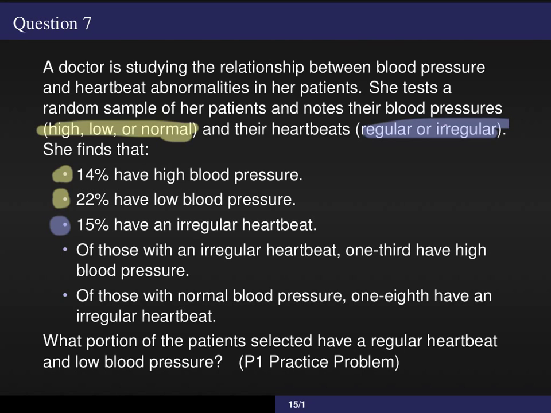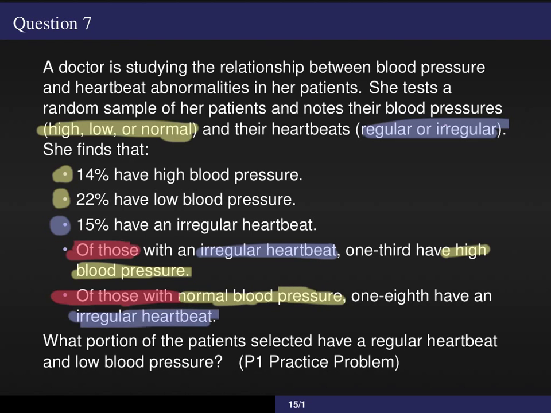All right. The next two pieces of information are given to us in terms of a conditional probability. And the way to really notice this or visualize this is that the first sentence says, of those with a particular property. So this is essentially telling us, given that we have an irregular heartbeat, 1/3 have high blood pressure. All right, so in our next piece of information, again, we're given a conditional probability. So of those with normal blood pressure, 1/8 of these are considered to have an irregular heartbeat. So what we want to do is record all of this information on the next slide.